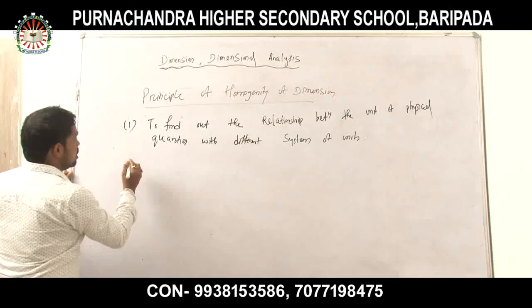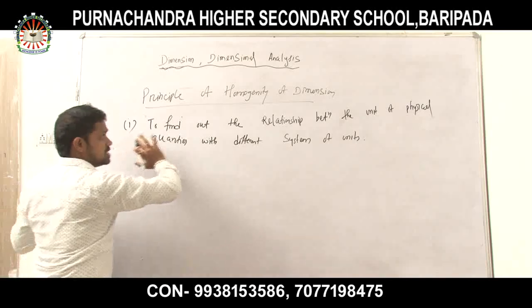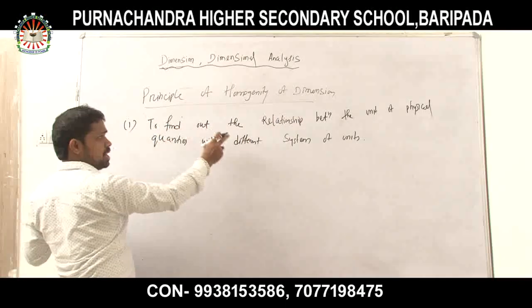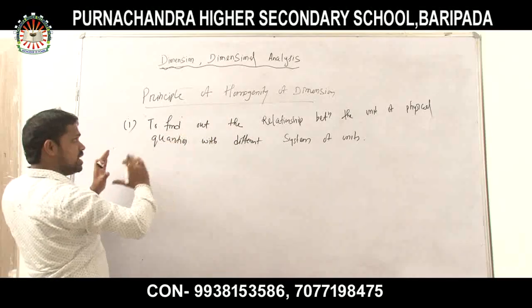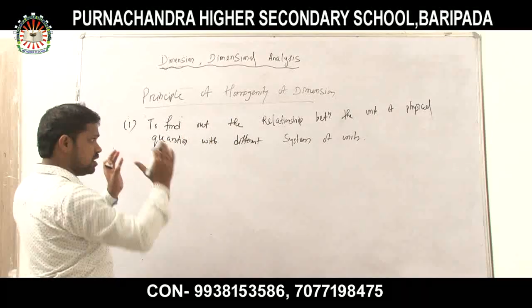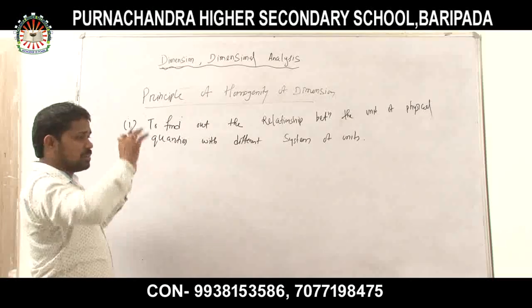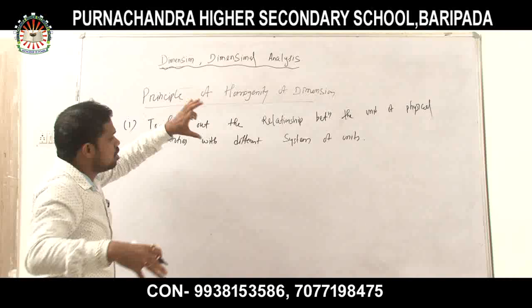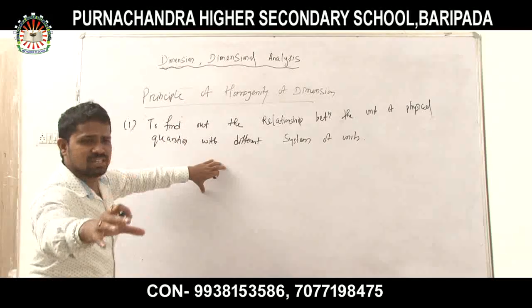Look very carefully. This is our aim, or this is the application. Again I will repeat. We have to find out the relationship between the units of physical quantities in different systems of units. That means the units of the physical quantities are in different systems of units. Suppose one is in MKS, another in CGS.